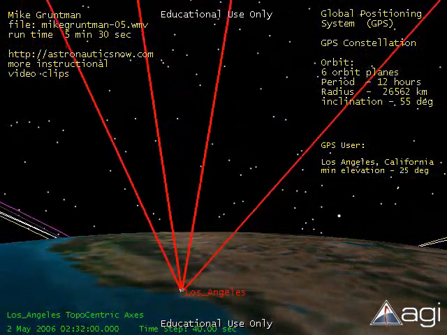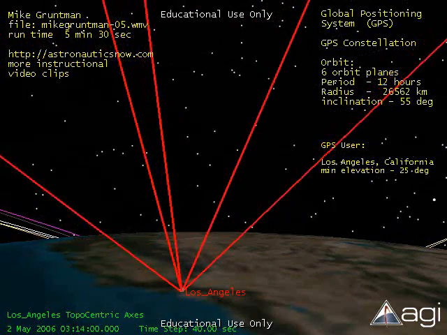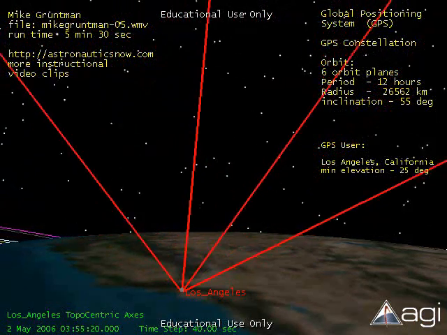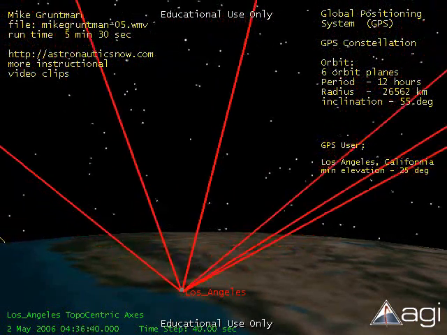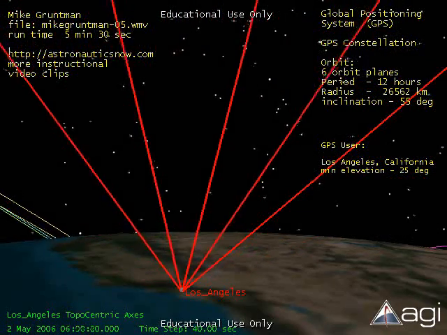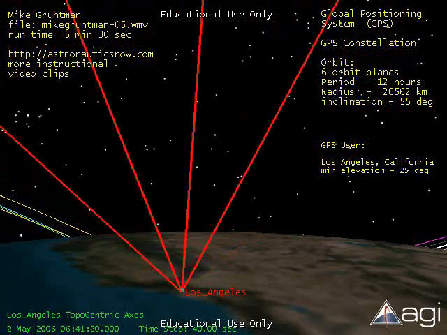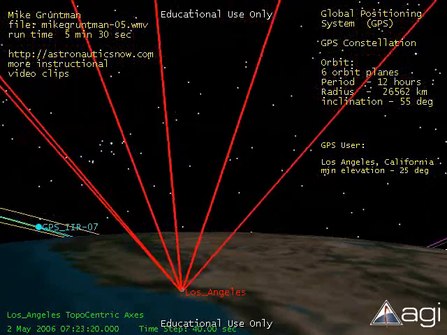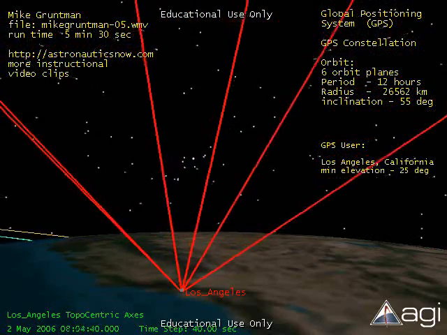Sometimes 5 or 6 or even more satellites are in view for a user in Los Angeles. Note that with the increase of the minimal elevation angle, the satellite visibility, or the number of satellites in direct view, would decrease.